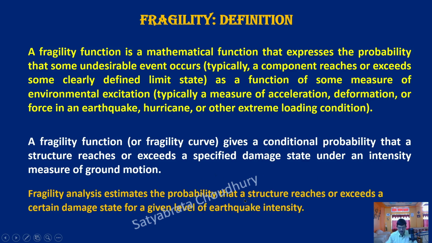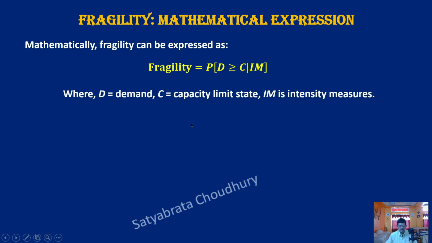Fragility analysis estimates the probability that a structure reaches or exceeds a certain damage state for a given level of earthquake intensity. So there is a mathematical expression for fragility as given here. Fragility equals the probability of a damage state exceeding some damage limit state. So damage state can be a function of demand, so we are writing in terms of demand here. In a broad sense, fragility is the probability of any demand exceeding the capacity under some intensity measure. So here D is demand, C is capacity limit state, IM is the intensity measure.